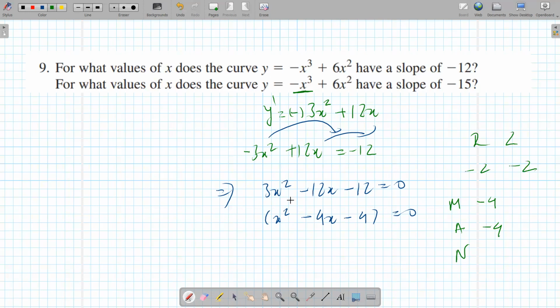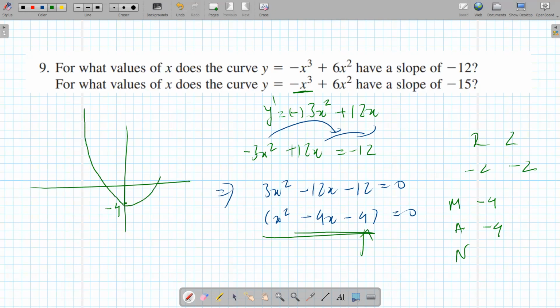In fact, if you look at this equation, do you think this one has a solution? Is it opening up or down? Up, right? Where's the y-intercept? It's at negative 4, yeah? So you look at the y-intercept, it's at negative 4. It's going to open up. So does it have a solution? Solution just means x-intercept. Does it pass through the x-intercept? Yes, it does. So this means it definitely has a solution.